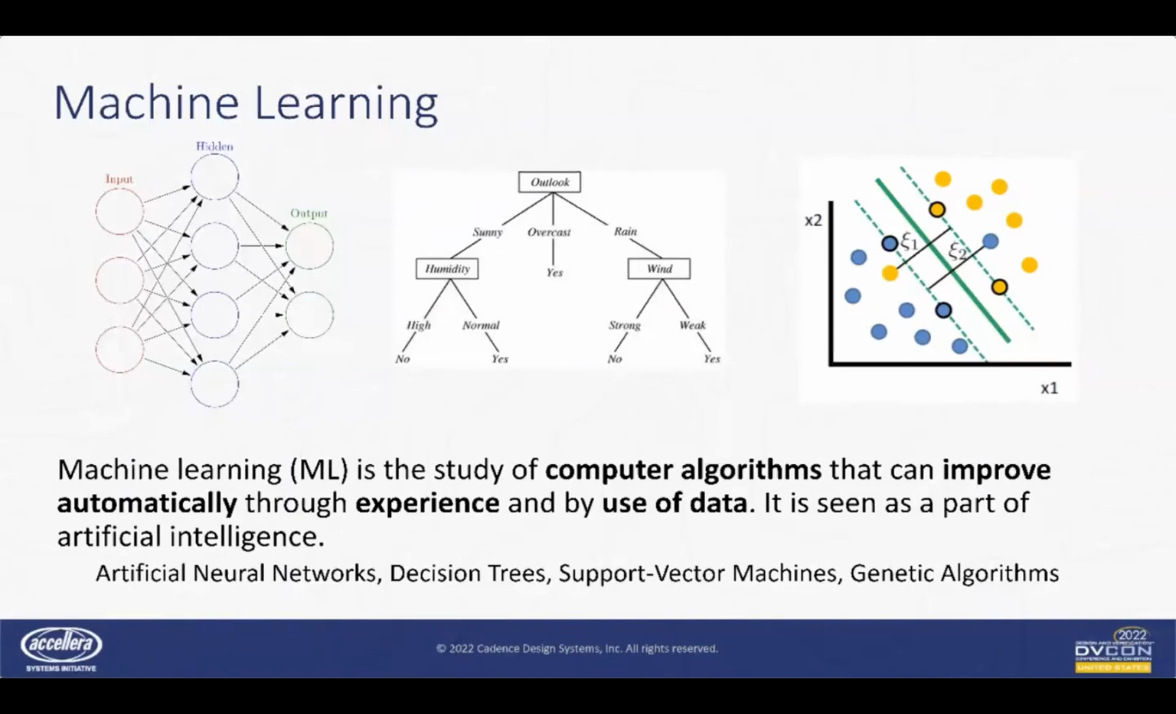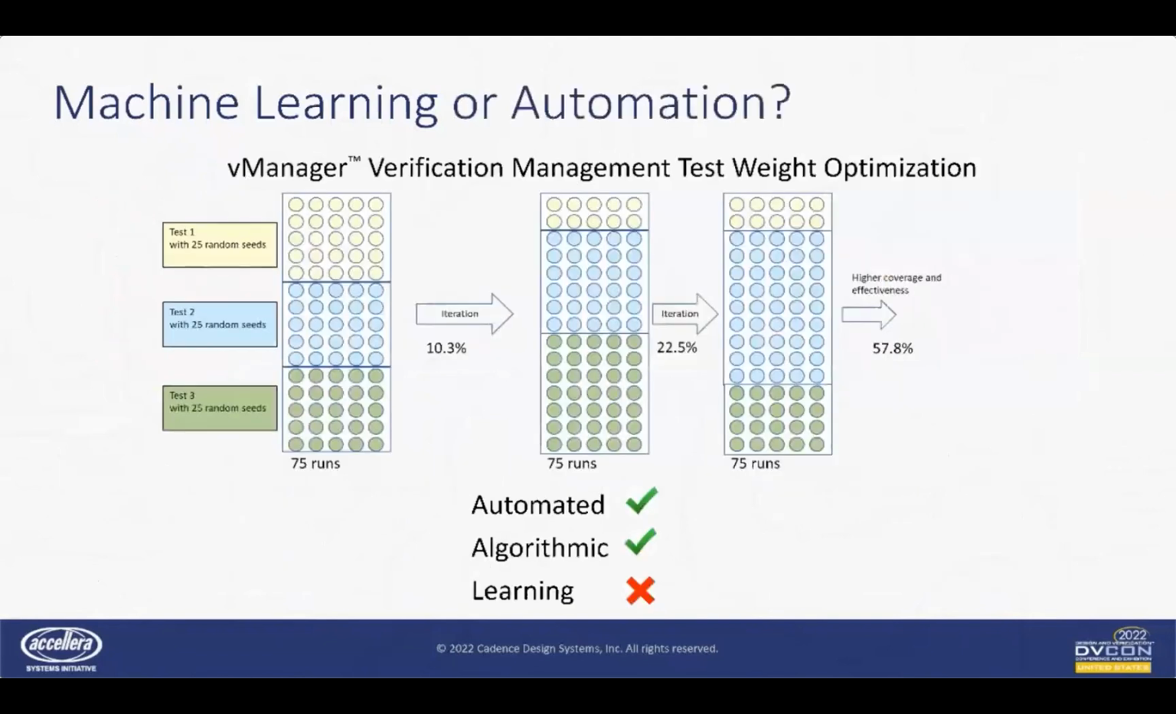Again, effectively, the idea is that we're learning as things go on. So it's not just an algorithm that's applied over and over again, but rather each time that algorithm is applied and a certain set of inputs and outputs are considered, the algorithm has the ability to observe what happened, compare it versus goodness or badness, and then improve itself over time. And I wanted to illustrate that through a comparison to a feature we have in vManager called test weight optimization. And then answer the question, is this machine learning or is it simply automation?